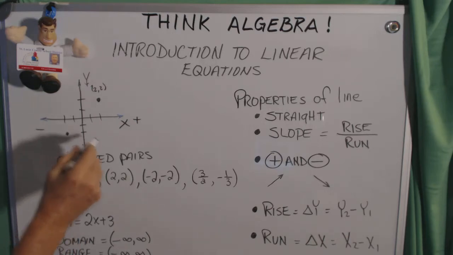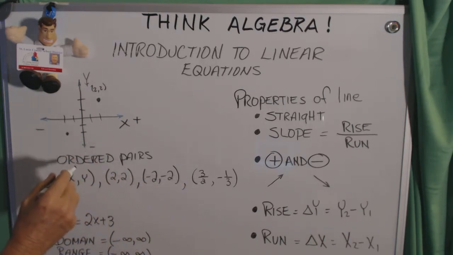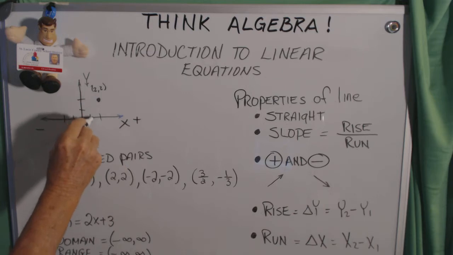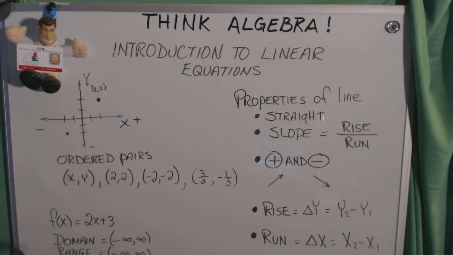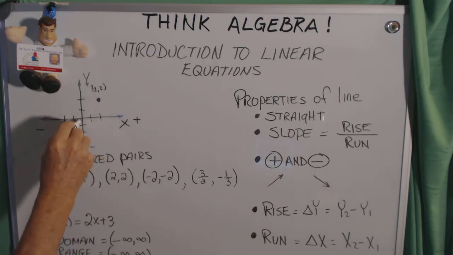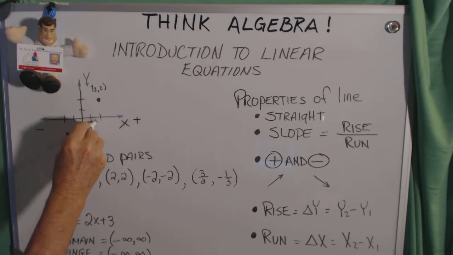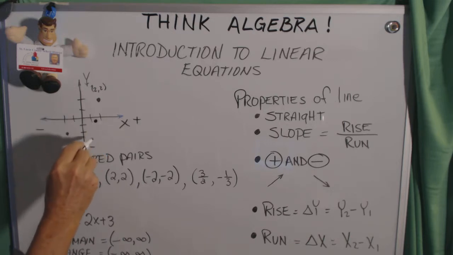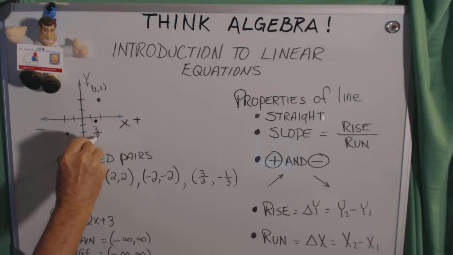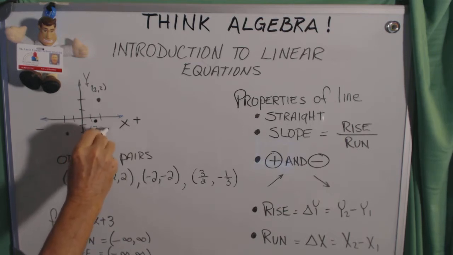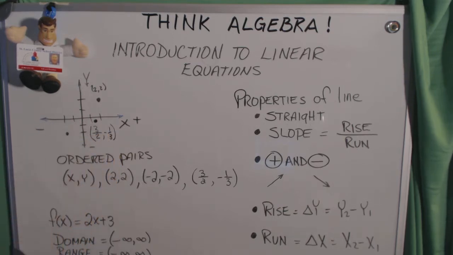And so 3 halves is going to be 1.5. That's a positive 1.5, so that's right to there. And I'm going to go down 1/3. So I estimate about 1/3. So my point there will be right there, and I can label that 3 halves and minus 1/3. Pretty cool, huh?